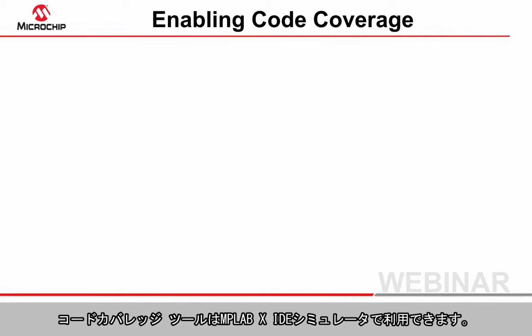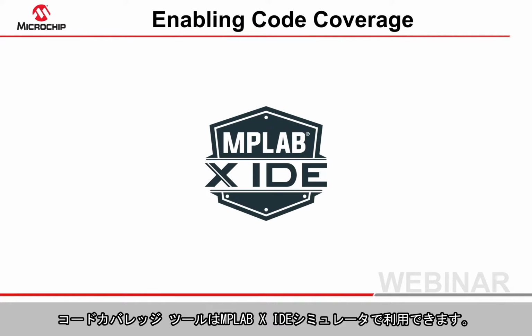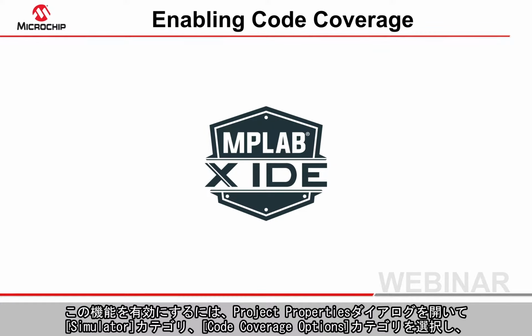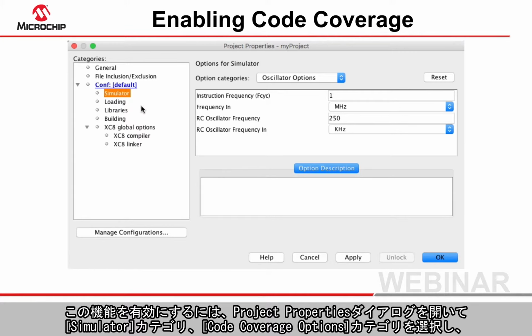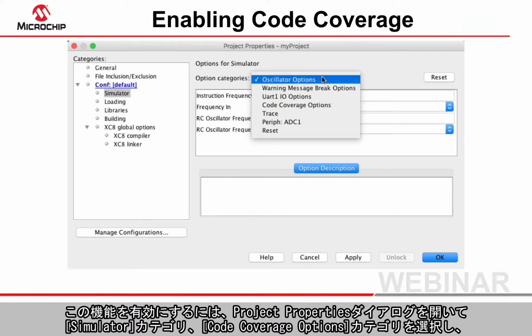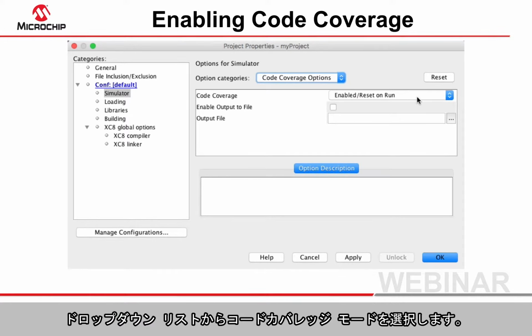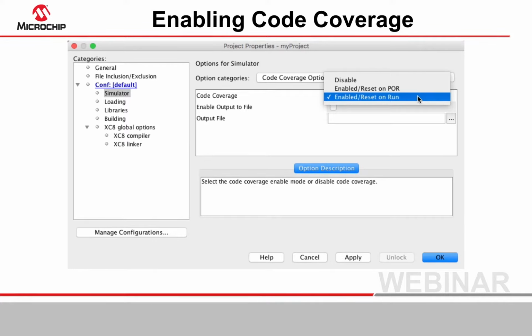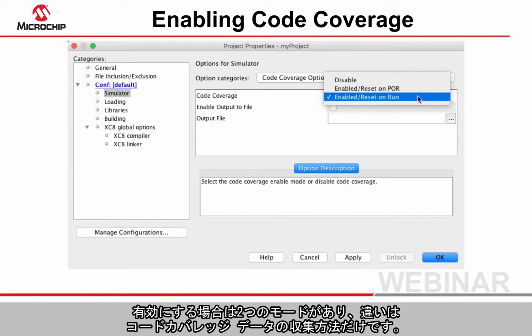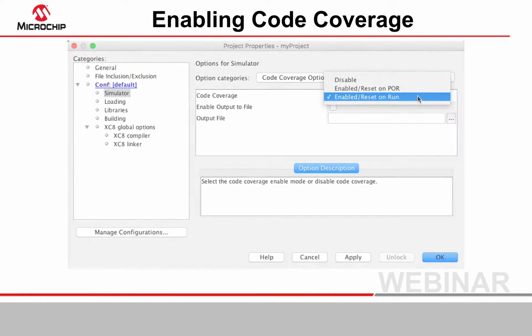A code coverage tool is available in the MPLAB X IDE simulator. To enable this feature, open the Project Properties dialog. Select the Simulator category, the Code Coverage Options option category, and finally select a code coverage mode from the drop-down list. There are two enabled modes, which differ only in how the code coverage data is collected.